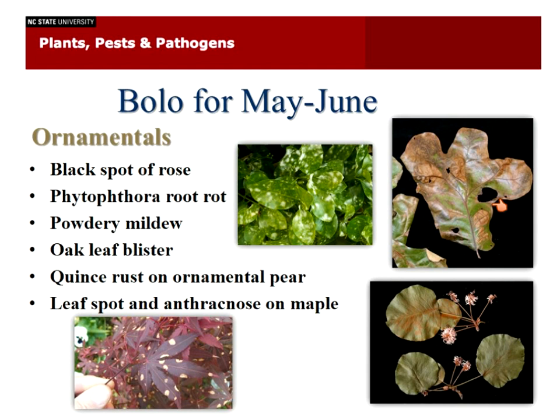Quince rust on ornamental pear, we talked about it on the junipers last week. Here it is on ornamental pear. Usually on the fruit, sometimes you see a stem swelling as well with that. And there are different fungal diseases of maples. Especially we'll notice those on the Japanese maples where the dark foliage contrasts with the light spots. So you could have something like a Phyllosticta here, you could have an anthracnose.